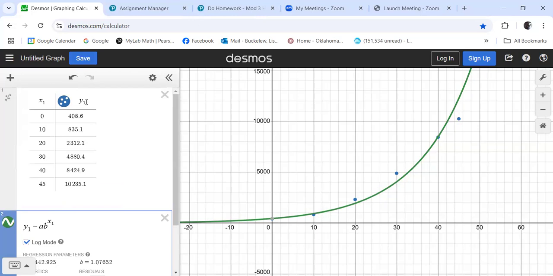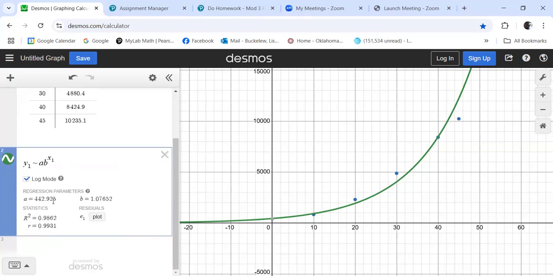It's never really going to fit perfectly unless all of these points happen to be on the same perfect exponential curve, but that's not likely when you have real data. Okay, so according to this, our data is growing at about 7.7%, a little bit faster than the other model showed. So this is the one that we want to use. You do y1 and then the tilde regression symbol a, b to the x1. Make sure the log mode button has been selected, so click on it to check it, and then these are your a and b values.